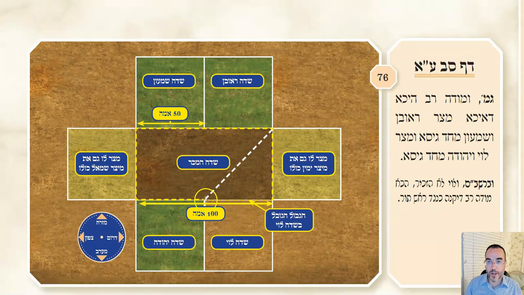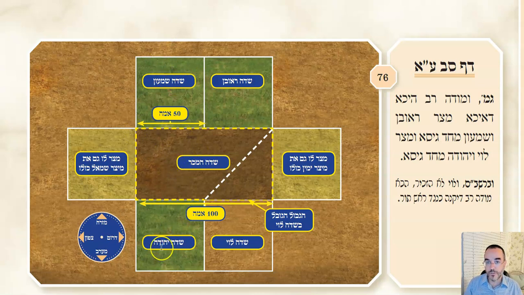Now, this case is where this is owned by Reuven, Shimon, Levi, and Yehuda. Each of them are 50 amot long. And when he sold the land, he wrote Reuven and Shimon and Yehuda, but he didn't write Levi in it. In that case, if he meant only this part, he would say just Shimon and Yehuda.